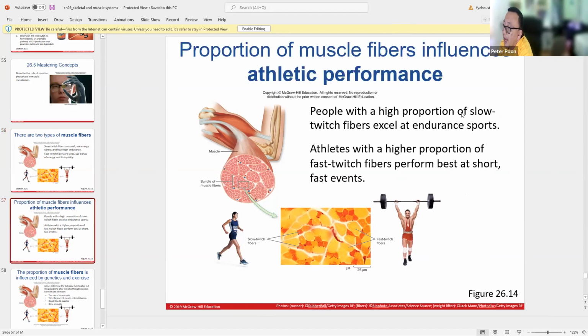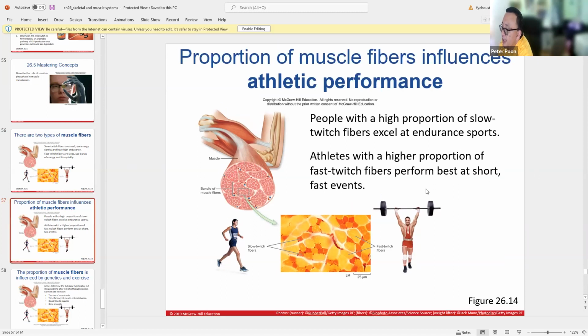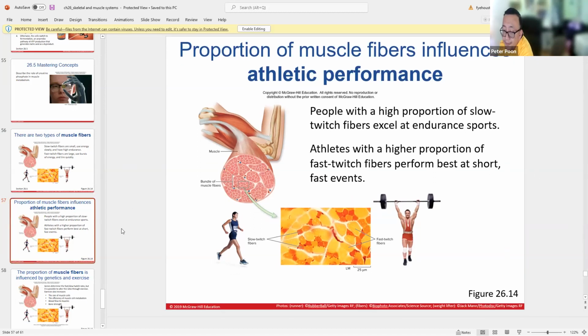People with a high proportion of slow twitch fibers excel at endurance sports. Athletes with a higher proportion of fast twitch fibers perform best at short, fast twitch events, like sprinting.